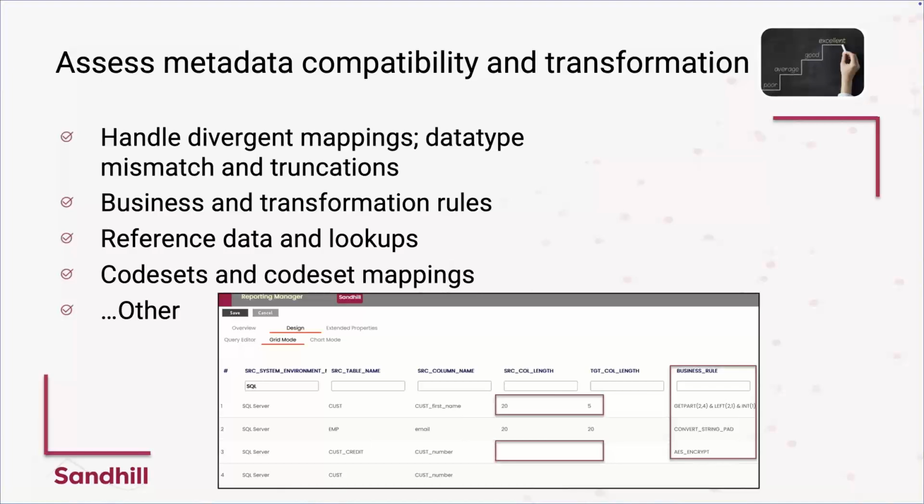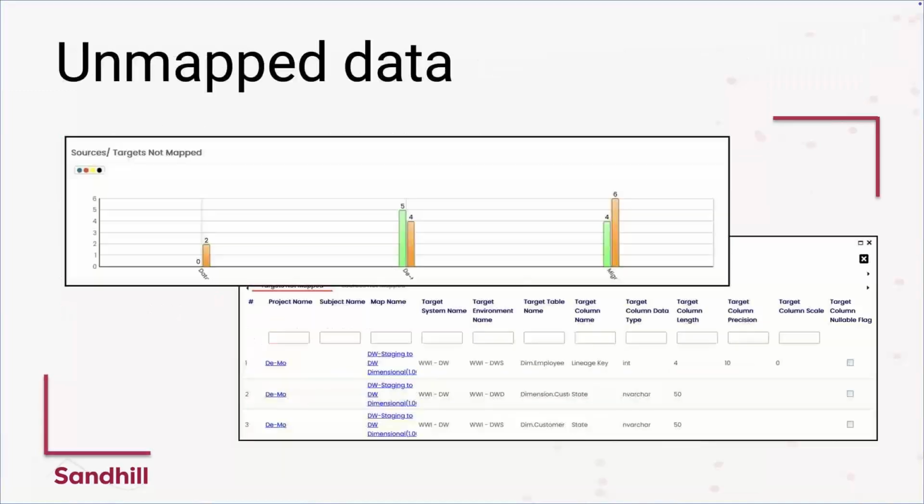And then, of course, how do we handle the divergent information, right? So when things aren't actually matching, how do we modify that or make that work? What are the business transformation rules going to be? Reference data, lookups, code sets, code mappings, how are all of those things going to be put together? So we have to assess that. And then we also have to know, what are we not assessing? Like, what is not mapping?